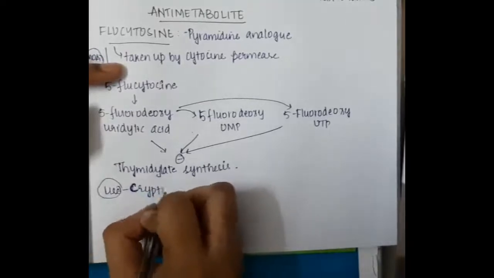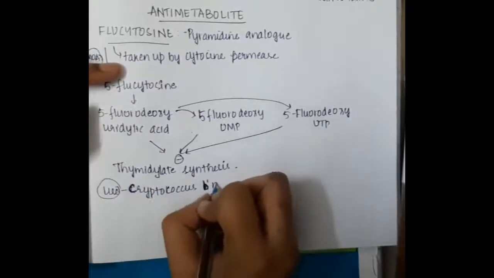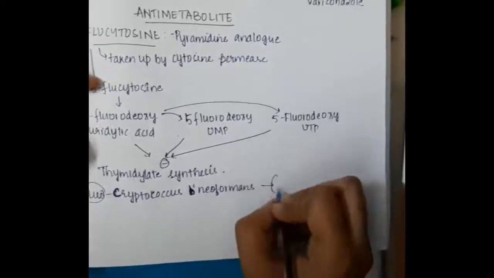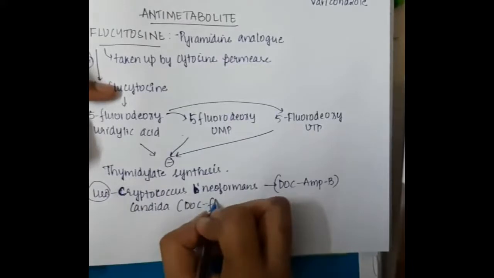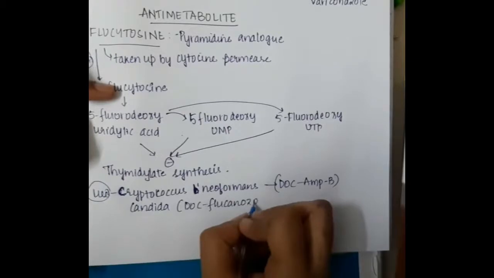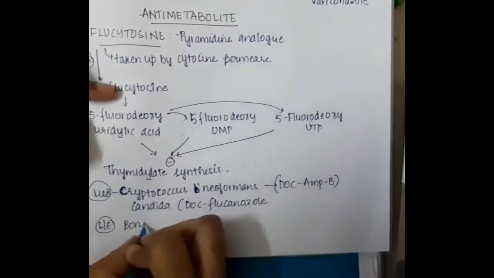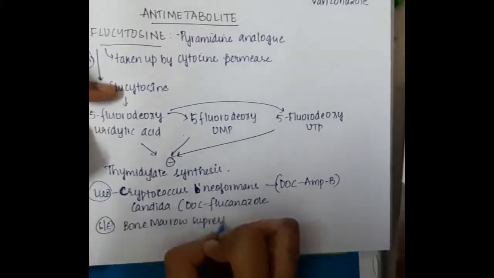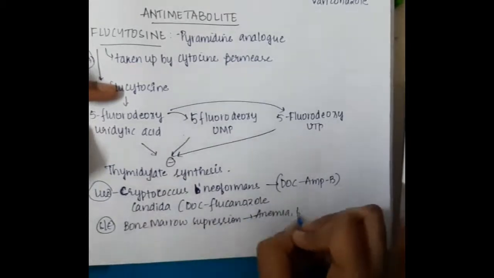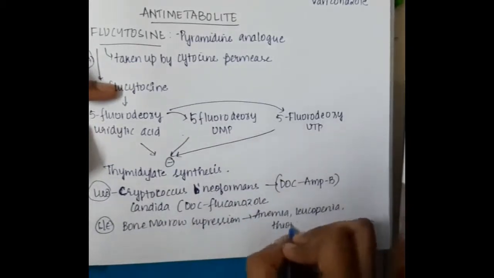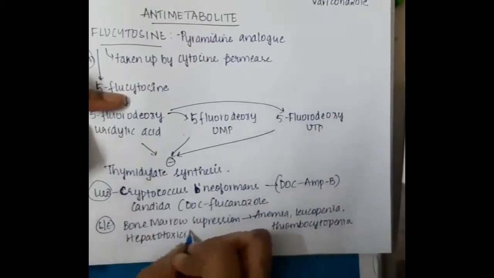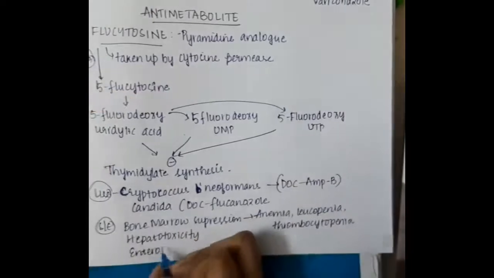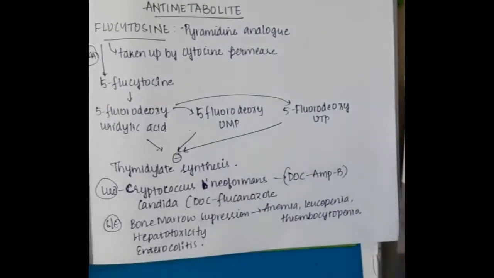Uses of flucytosine: it is used in Cryptococcus neoformans, but the drug of choice for Cryptococcus neoformans is amphotericin B. It is also used in Candida, while the drug of choice for Candida is fluconazole. Flucytosine also causes side effects like bone marrow suppression, anemia, leukopenia, and thrombocytopenia. Other side effects include hepatotoxicity and enterocolitis.